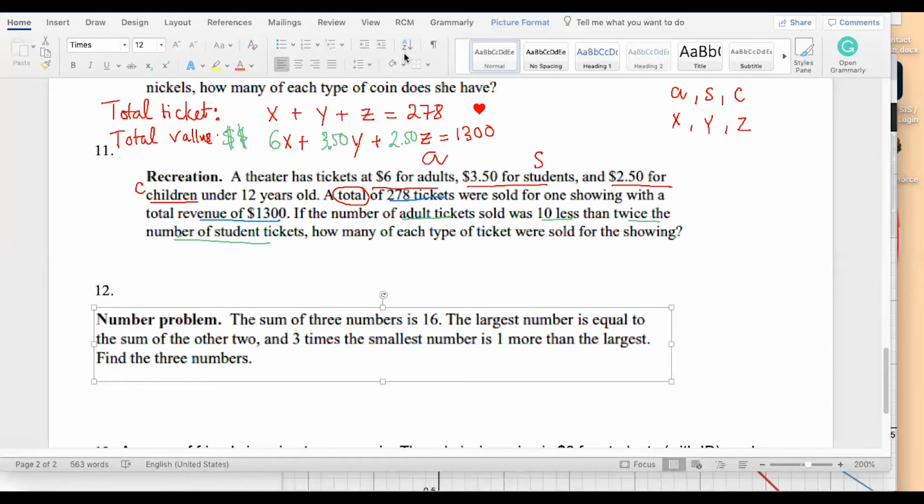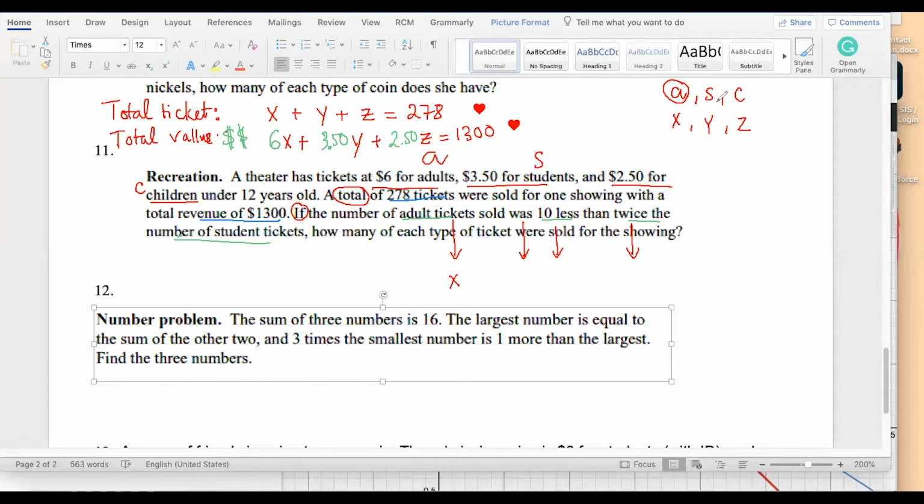So far, so good. So what is the next one? The last equation, what do we do? From the sentence that starts with "if the number of total adult tickets was sold to 10 less than twice the number of student tickets," we could make an equation from there. Okay, let's make it happen. Adults are X, sorry.